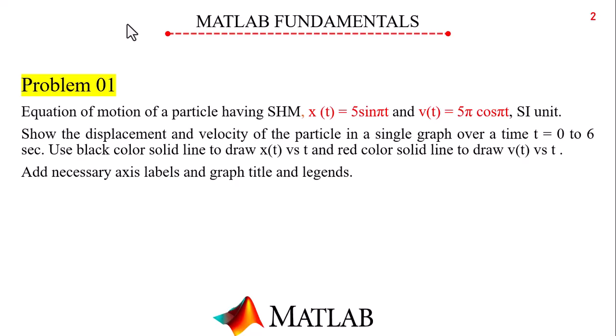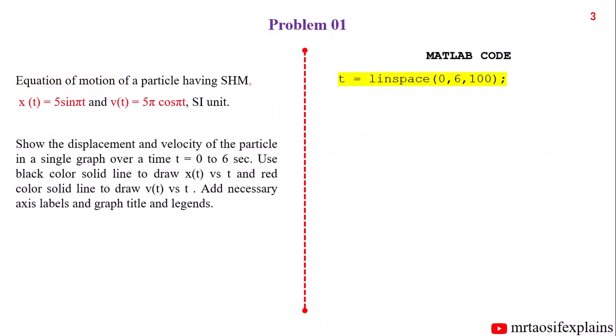So let's generate code for MATLAB. The first thing is that the functions are time dependent, so we are putting some values for time. Here you can see that we have written linspace. The values we listed are from 0 to 6, as it was said in the question. And here 100 means that in between 0 to 6 there will be 100 points. You can write 150 or 200, it doesn't matter.